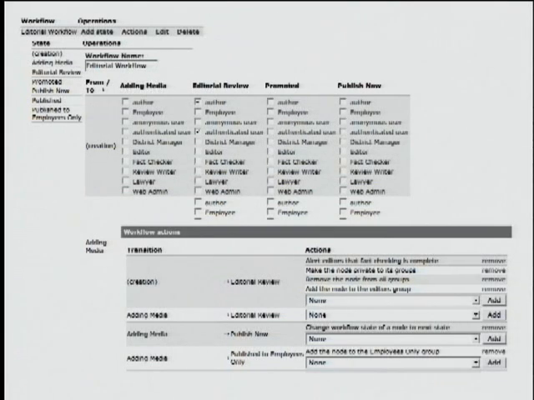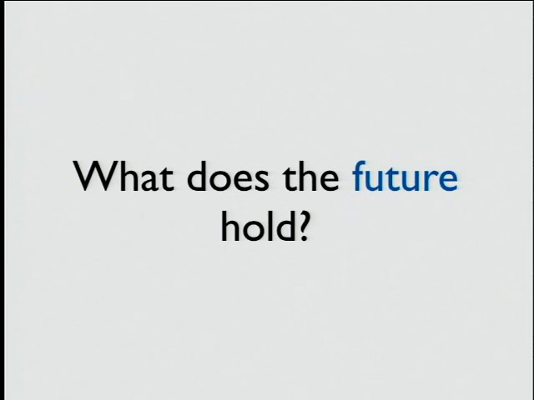And you can say, remove a node from all groups because you don't want it public-facing until the editors get the chance to look at it and things like that. So it's really, really powerful. So that's all the stuff Drupal can do right now. What does the future hold?